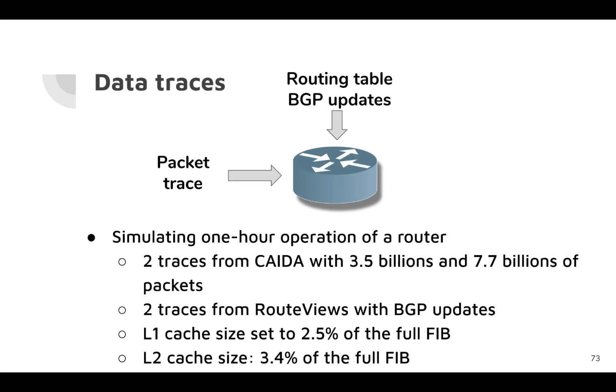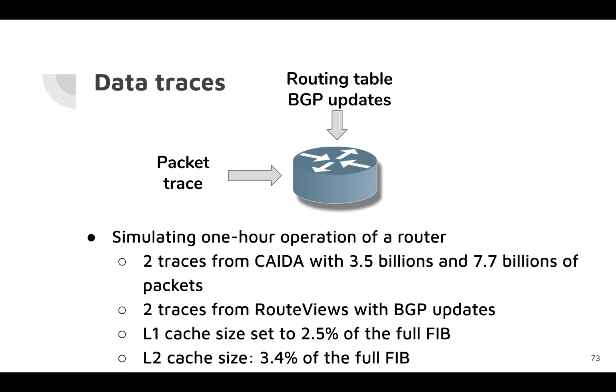Now we will move to the evaluation of CFCA. For this experiment, we built a simulation-driven prototype. We used 2 different traces, one with 3.5 billion packets from Qaeda and up to 46,000 BGP updates from Route Views. We also used a heavier trace with 7.7 billion packets and more than 1 million BGP updates, also from Qaeda and Route Views.